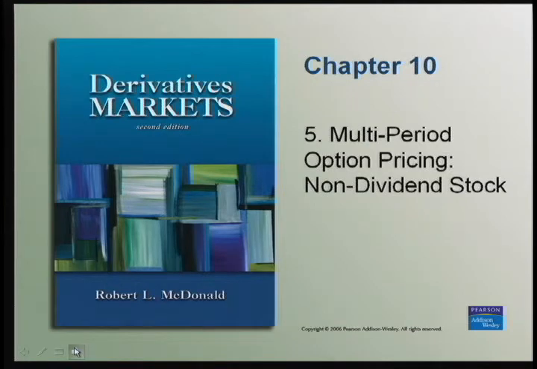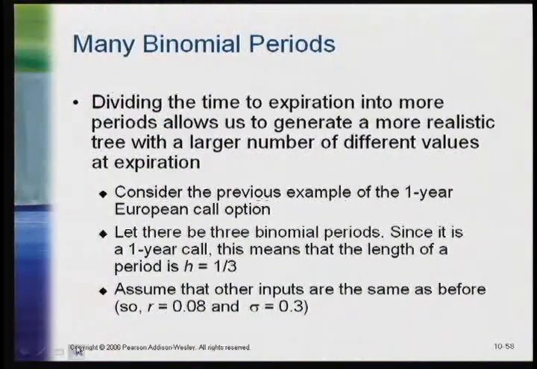In this module, we'll generalize the earlier calculations to a multi-period lattice. Again, we'll only look at non-dividend stock, and then we'll generalize that further in the following module. So if we're dealing with many binomial periods, it's unrealistic to continue to have h equal to 1 year.